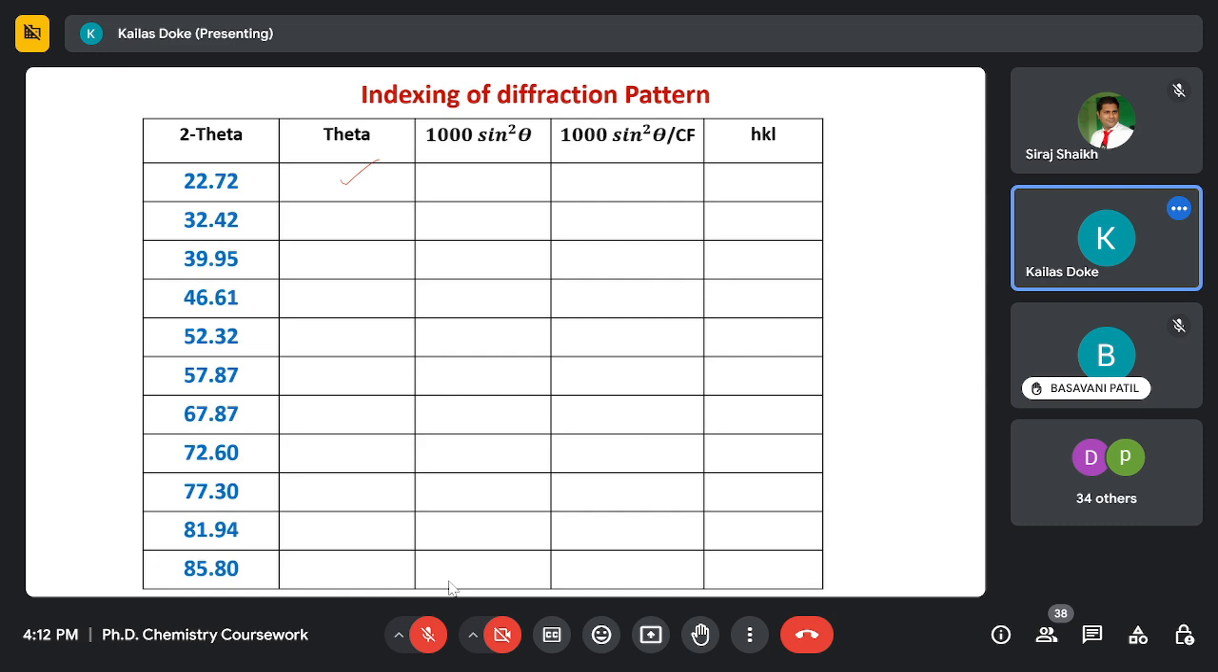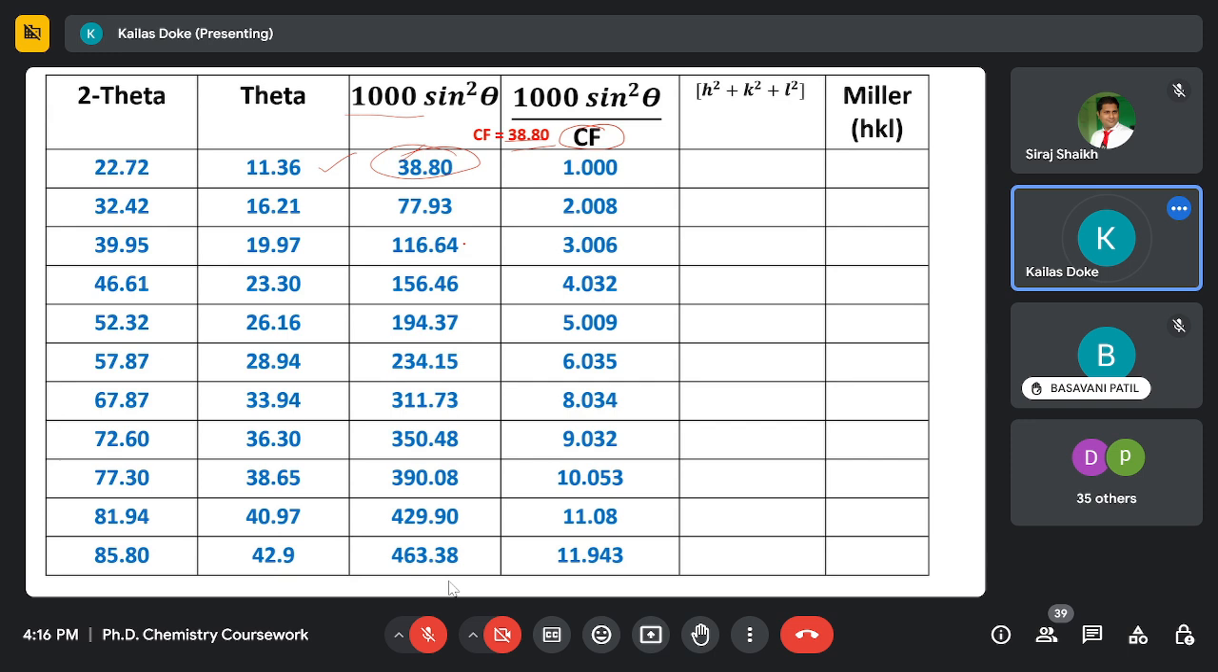So after finding the theta values of each peak, taking the sine of that theta, squaring it, and multiplying by the bigger number, we divide that number by the first number, or the second number minus the first number, or third number minus second number, which can be used as a common factor.